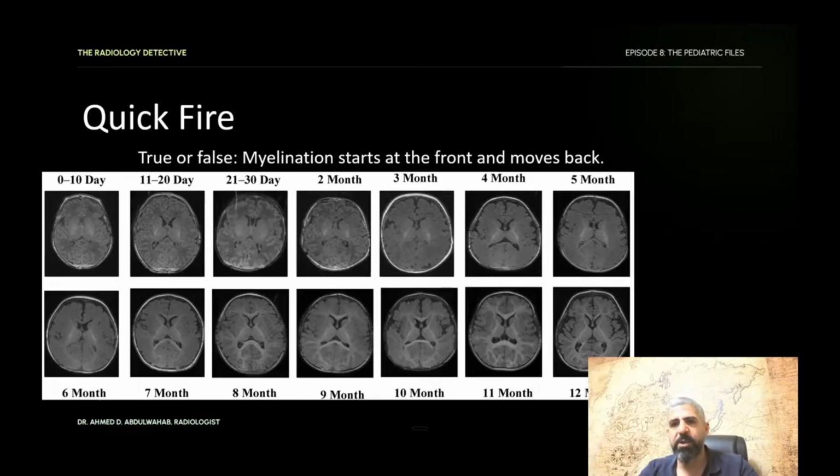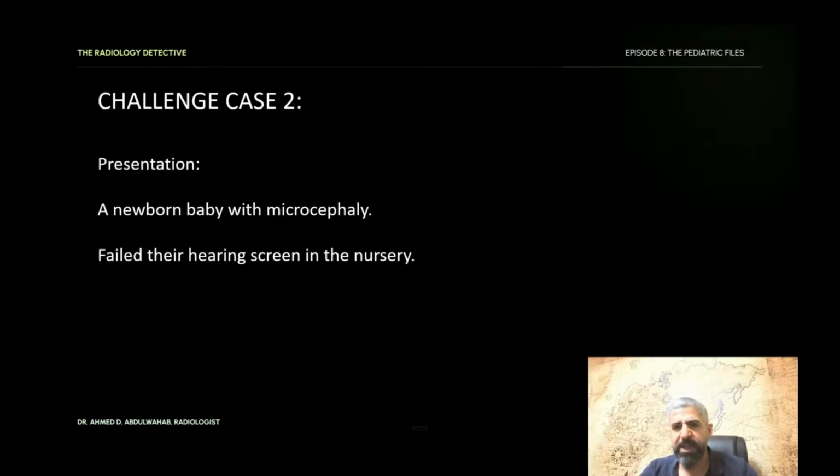Let's go to challenge case number 2. It's called the calcified ring. Now, the presentation of case number 2 is a newborn baby with microcephaly. They failed their hearing screen test in the nursery. We need a CT to look for the scars of prenatal crime.